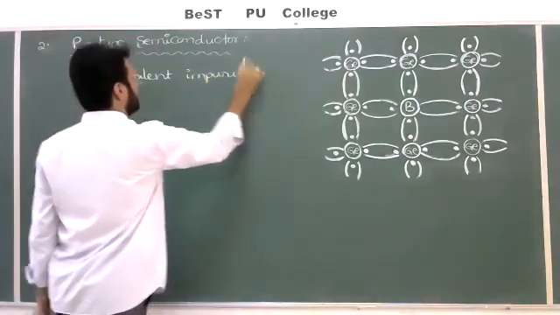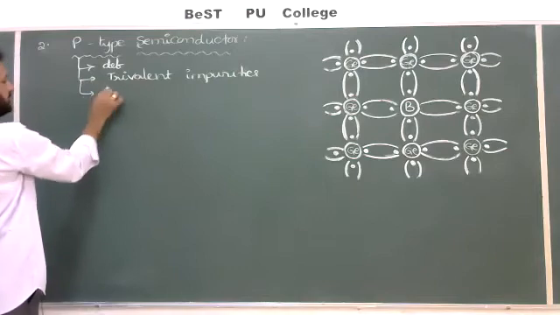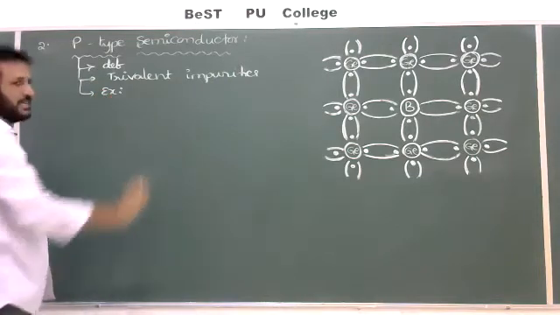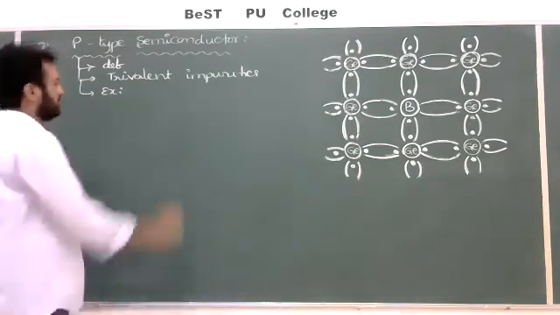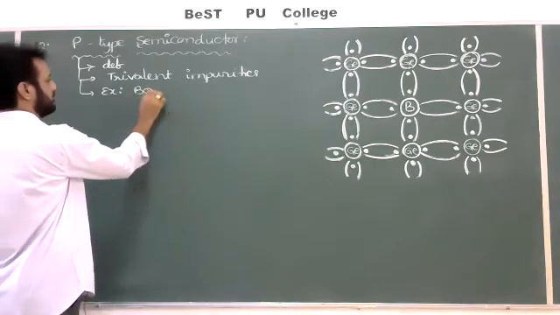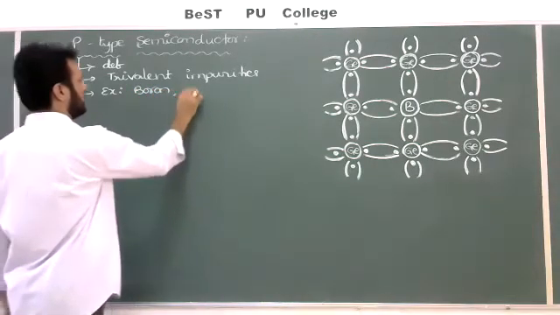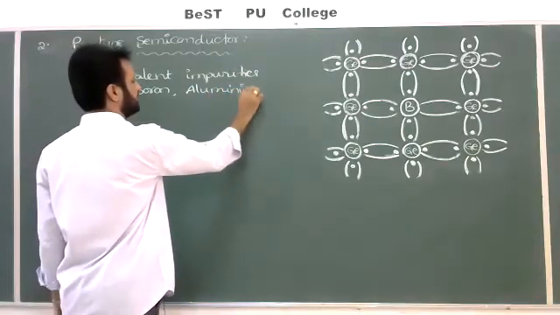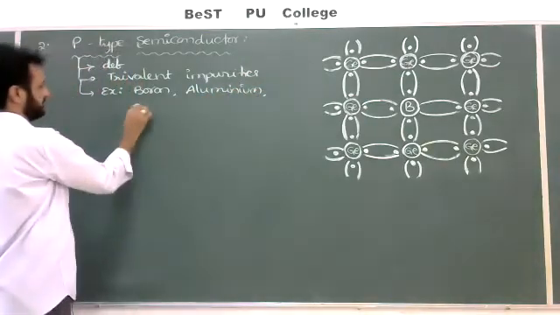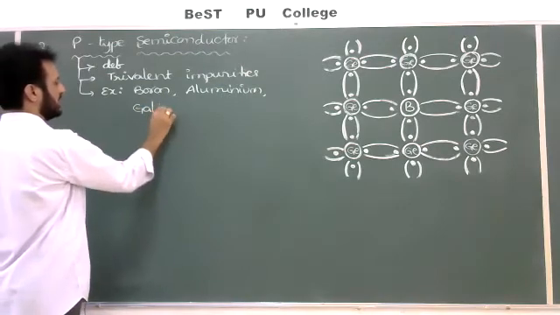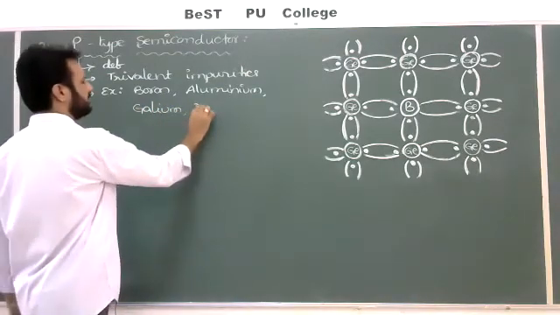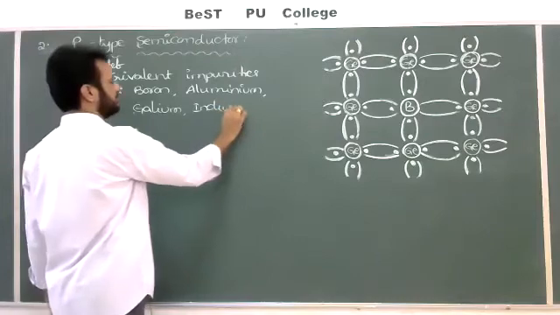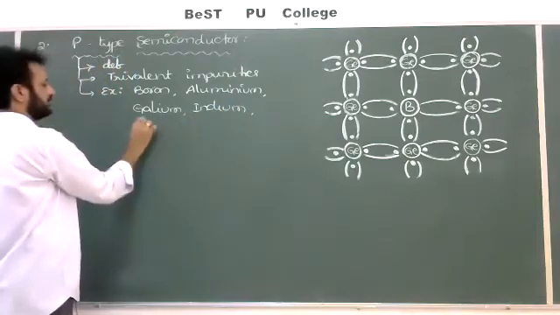But for examples of trivalent impurities, we can write a short form I have given already: BAGIT, meaning boron, comma aluminum, comma gallium, comma indium, and thallium.